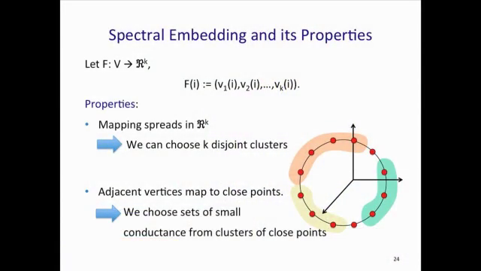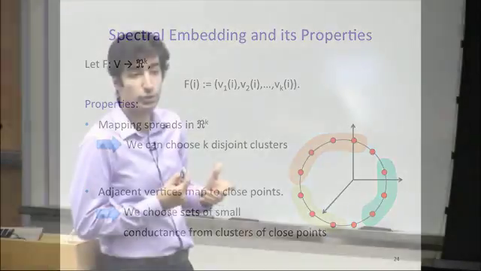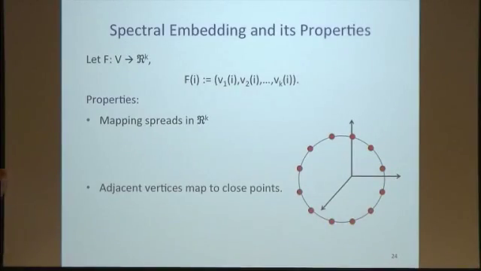So what happens in general? In general, this embedding has two important properties which will be crucial for the proof. The first one is that the mapping spreads in the space. The vertices cannot be concentrated in 2, 3 places. They have to spread in the whole space. Okay? Think of the cycle, for example. The second one says that adjacent vertices will map to close points in this high-dimensional embedding.